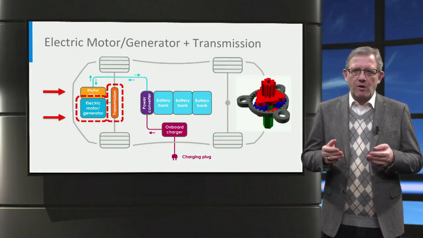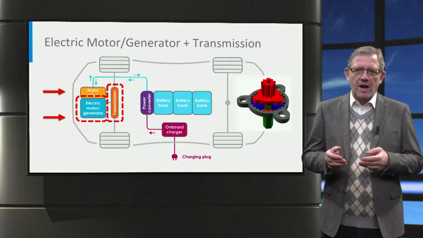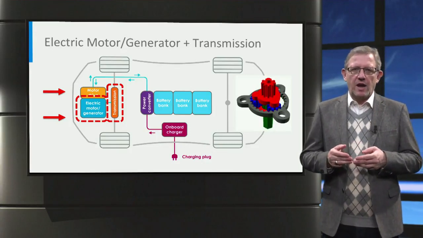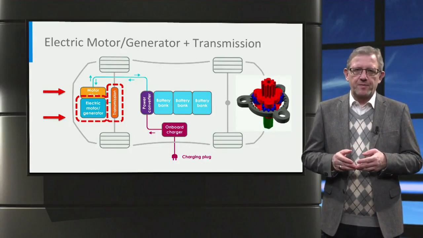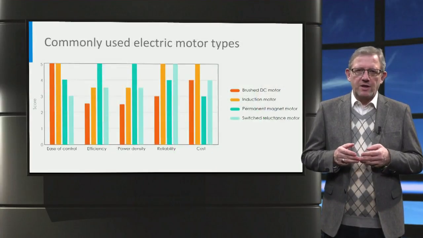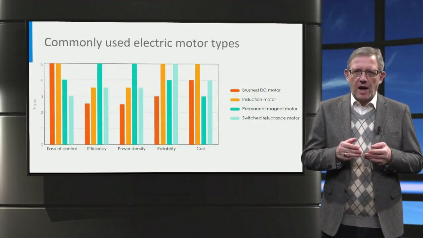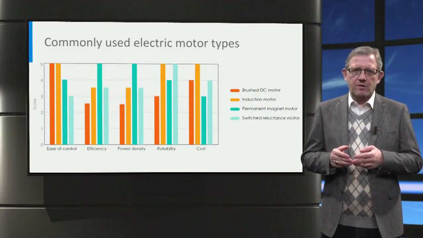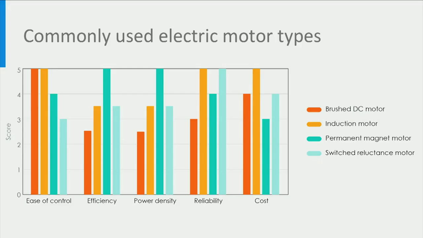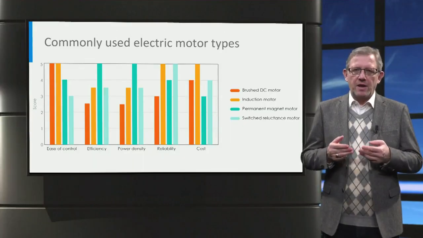Further, the same electric motor can be used both as a motor and as a generator during driving and regenerative braking respectively. 4 types of electric machines have been used in both plug-in hybrid electric vehicles and battery electric vehicles to date, namely brushed DC motor, induction motor, permanent magnet motor, and switched reluctance motor. It can generally be concluded that induction motors and permanent magnet motors are the most popular when considering various parameters such as control, efficiency, power density, reliability, and cost.